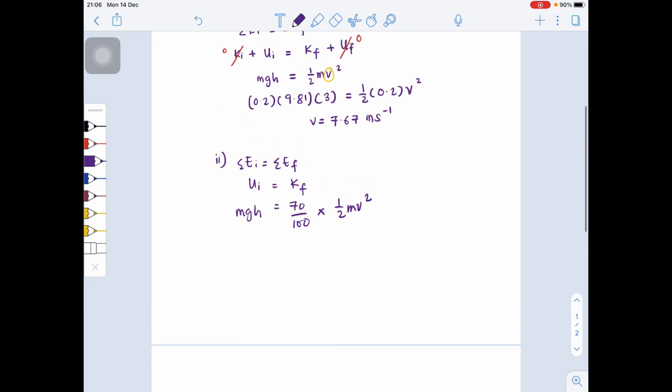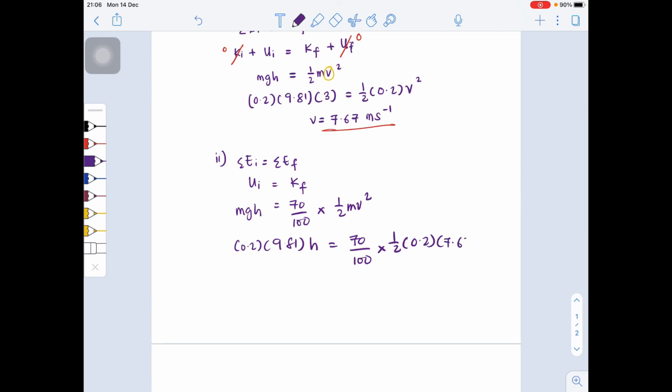So just substitute all of the information that we have. M is still 0.2, g is 9.81, and h is what we want, equal to 70/100 times 1/2 mass, and velocity is the final velocity yang kita dapat tadi, which is this one, 7.67 squared. So we get the maximum height, which is equal to 2.10 meter.